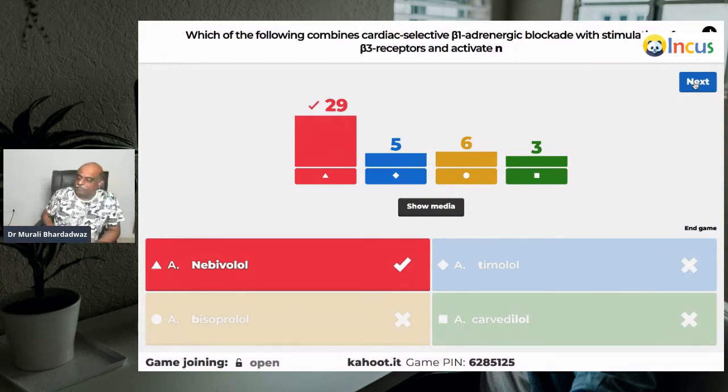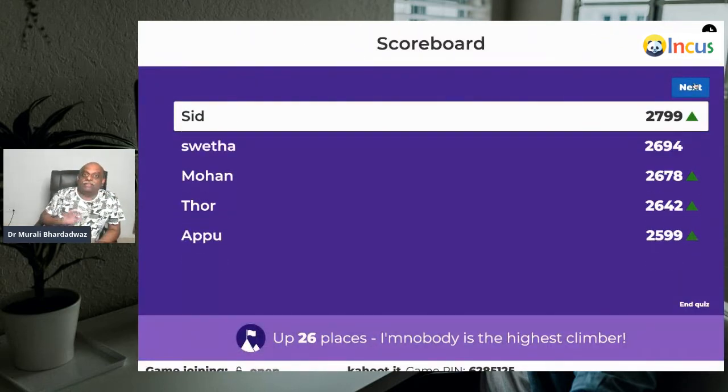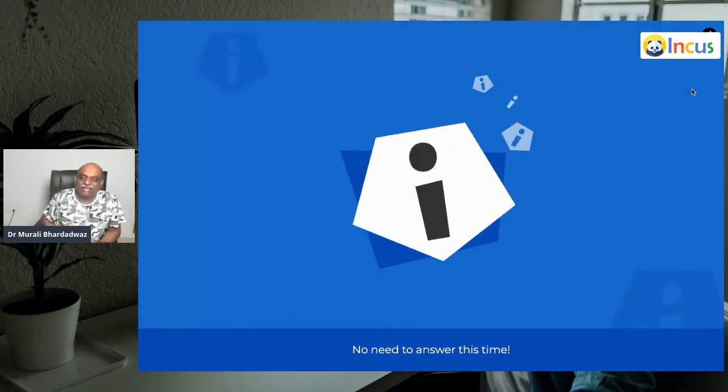Very good. Now, doctor, that brings Sid to the top. Oh, Shweta, you need to fight back. Appu came into the 5th position. Excellent.